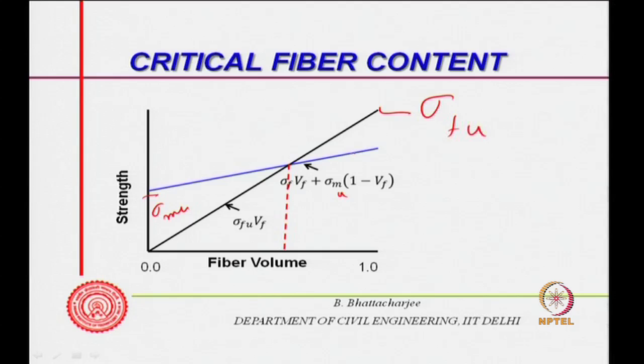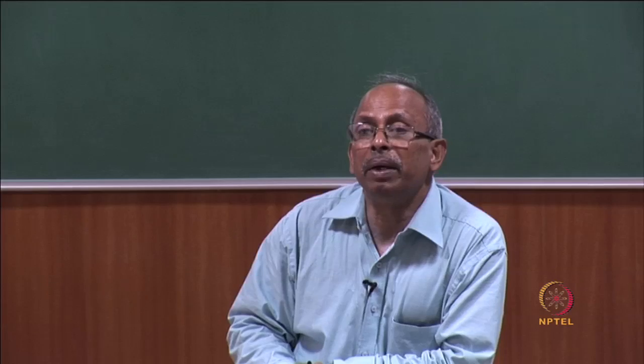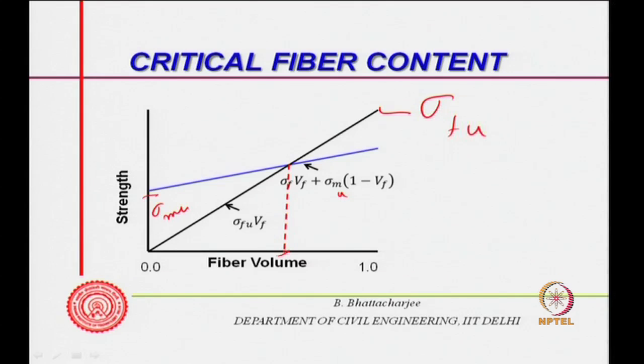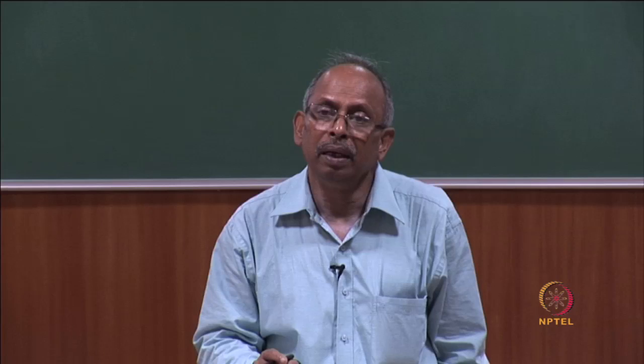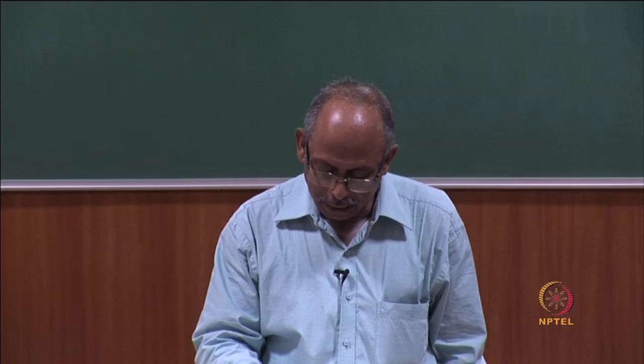Now, as my fiber content increases, a time comes when fiber alone can take the load even if the matrix fails. So, that would require this much fiber content. This we call V crit. What is V crit? V crit is the fiber content at which, even after the matrix has failed, strength will be enhanced.